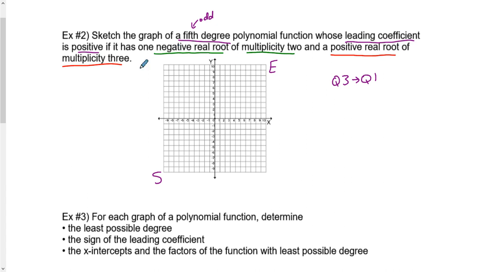Now, if it just says that we have a negative real root, it could be anywhere. I'll just put it right there. So if I start off in quadrant 3, multiplicity 2 means I'm going to go up to that x-axis, go tangent to, and not cross it. I'm going to come right back down. This has provided me with multiplicity 2 because I've just gone tangent to and not crossed the x-axis.